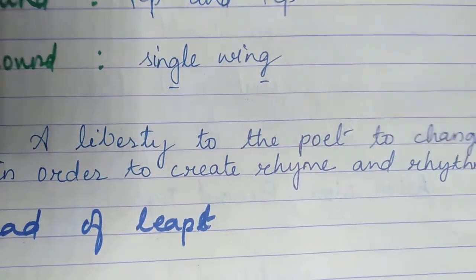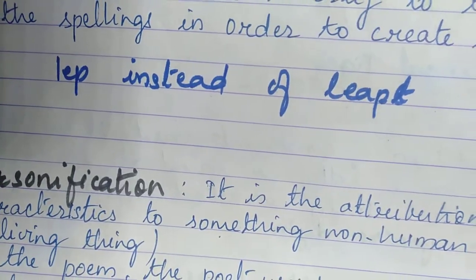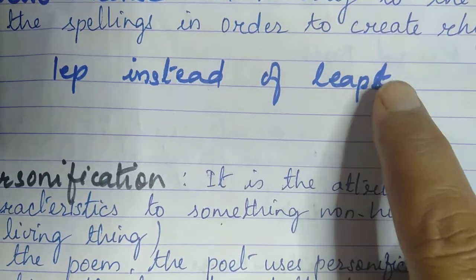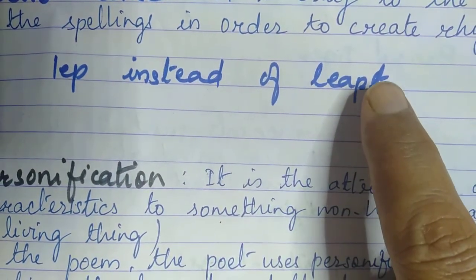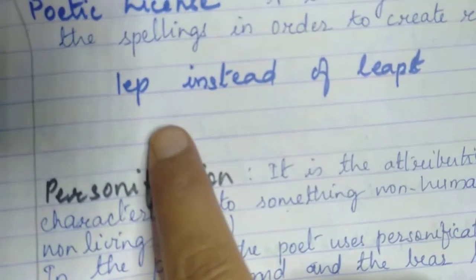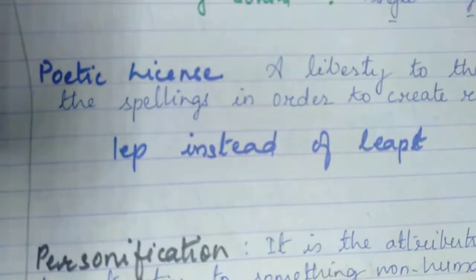poetic license. Like the poet is using the word "lep" instead of "leapt." Instead of using the correct spelling L-E-A-P-T, which is the past tense of the word leap, he is writing L-E-P, lep. So this is an example of poetic license.